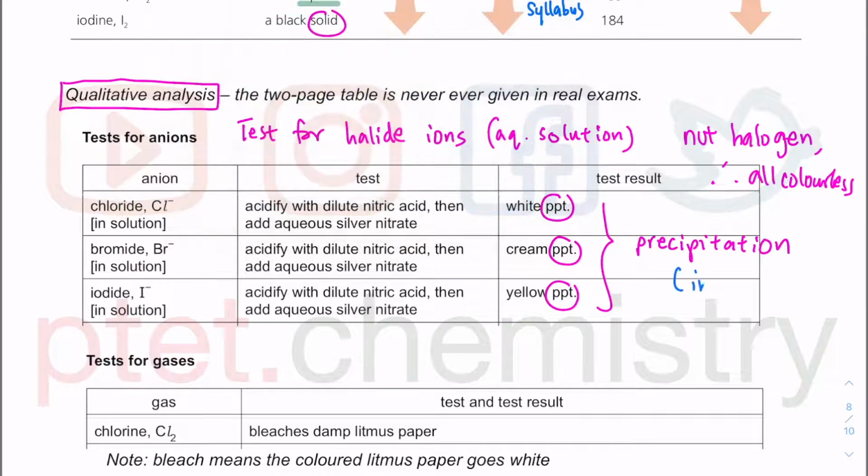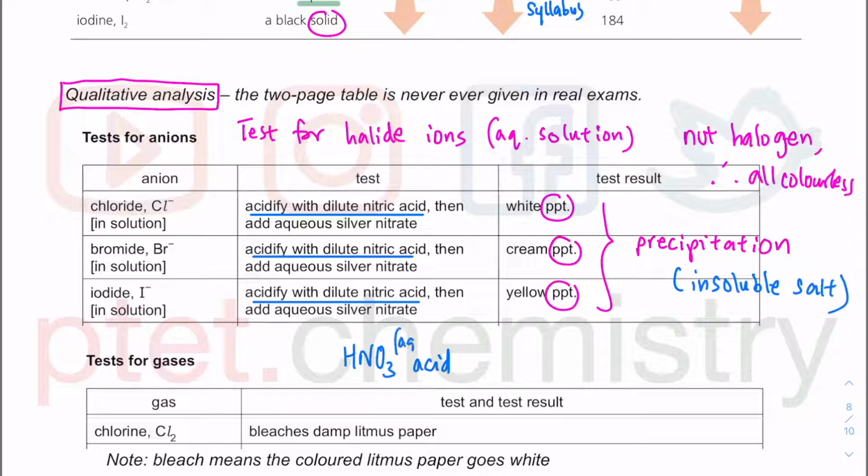So it is an insoluble salt. Now, all of them have the same idea. You must acidify with dilute nitric acid. Dilute nitric acid is HNO3. You acidify with dilute nitric acid. That is your first point.